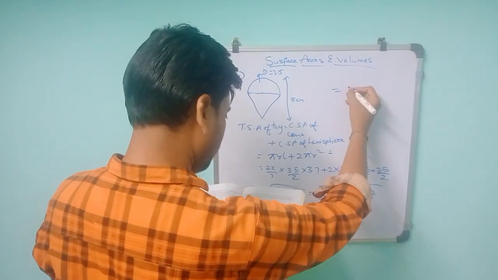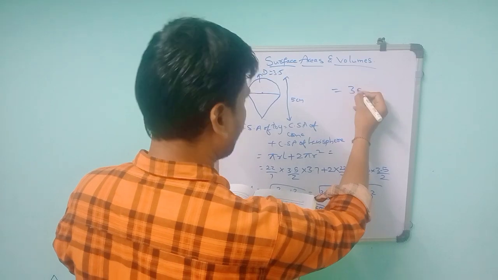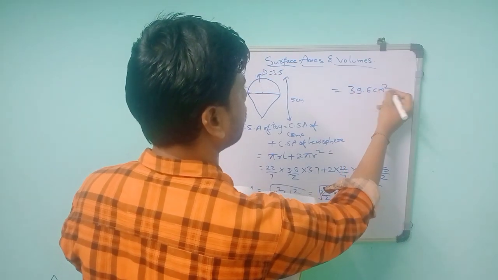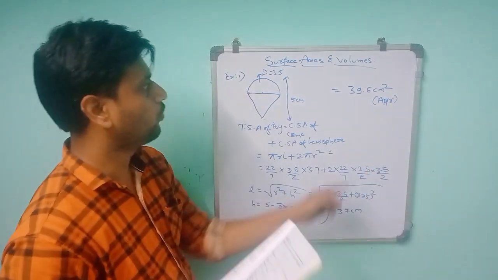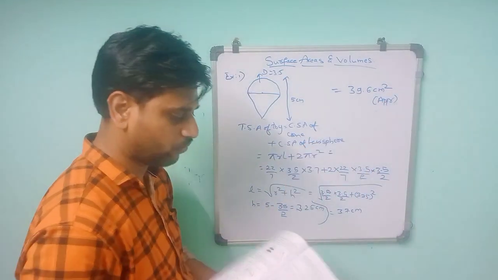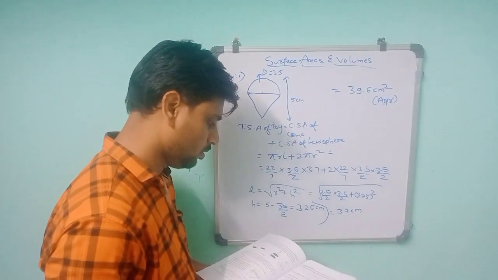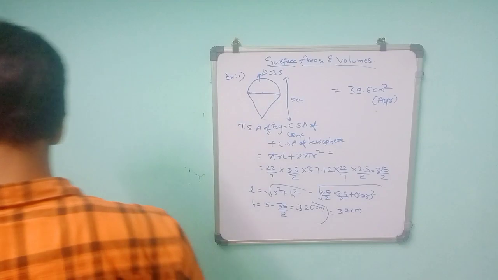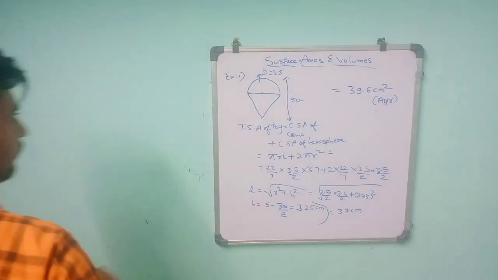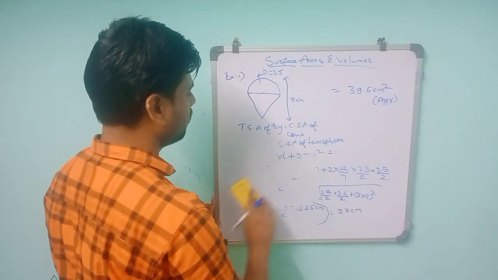When we calculate that one, we will get the answer as 39.6 centimeter square. So this is approximate. If we get 39, it is okay. So 39.6 centimeter square. I am not doing the calculation, I am directly writing this one. Second example.